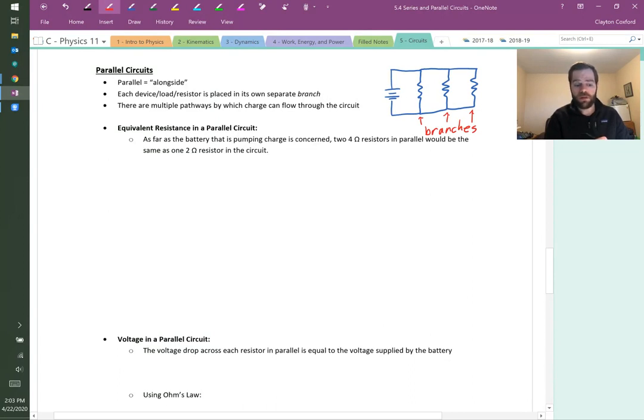For a parallel circuit, there are multiple pathways by which charge can flow in a circuit. Series circuit meant everything had to flow through the same path. Now we can have current flow through this first path, or it could flow through this second path, or it could flow through this third path. There are multiple pathways for the current to flow.